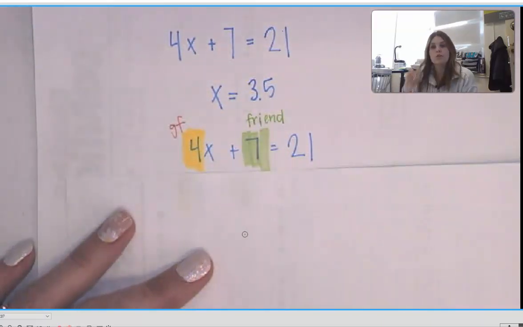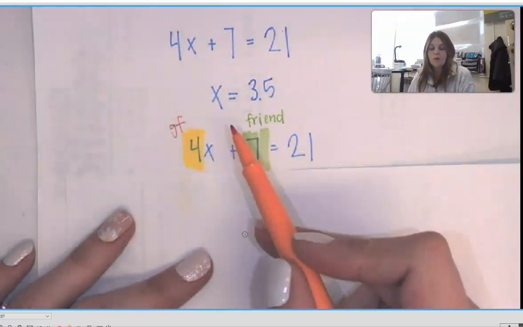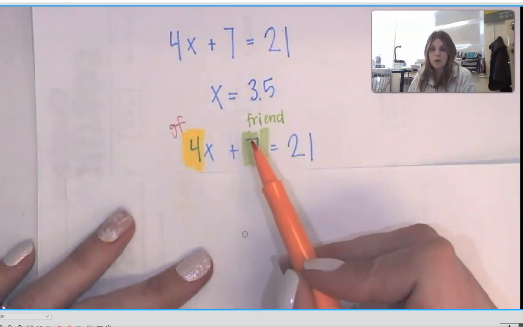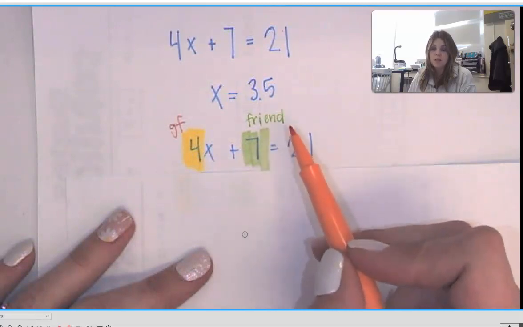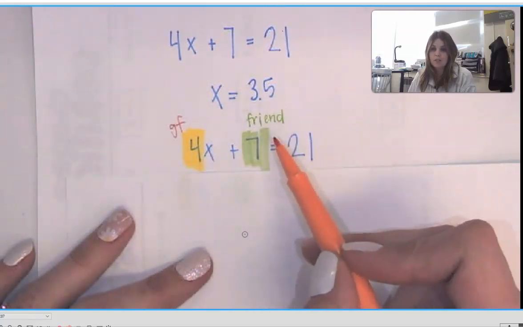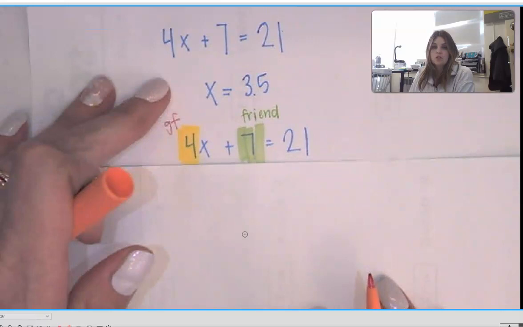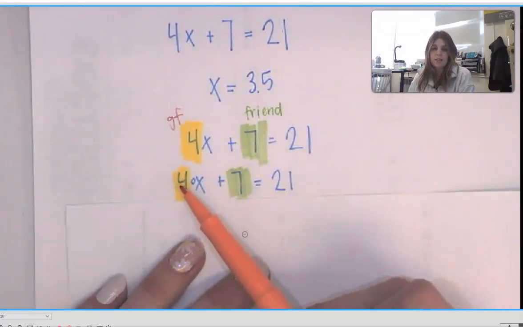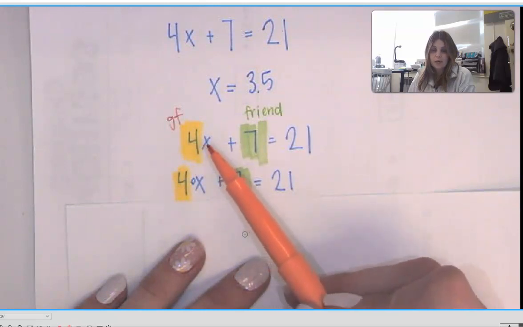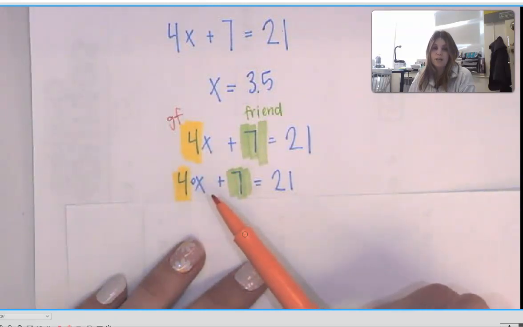In order to get these away, we get rid of the friend first. That's why I like to teach you guys that one is the friend, one is the girlfriend, because then it helps me remember we always get rid of the friend first. To do that, it might be helpful for you to be really clear about the fact that this 4x, 4 and the girlfriend, is 4 times x.